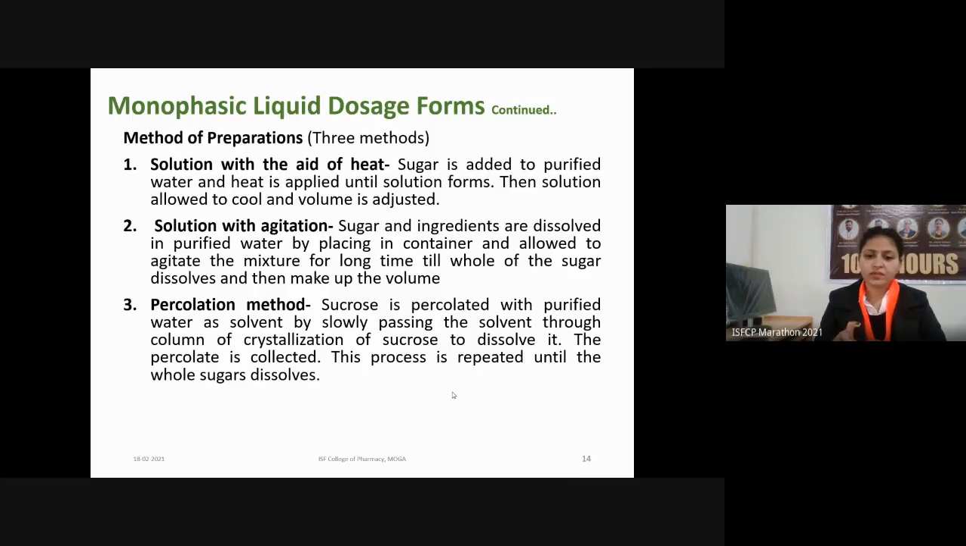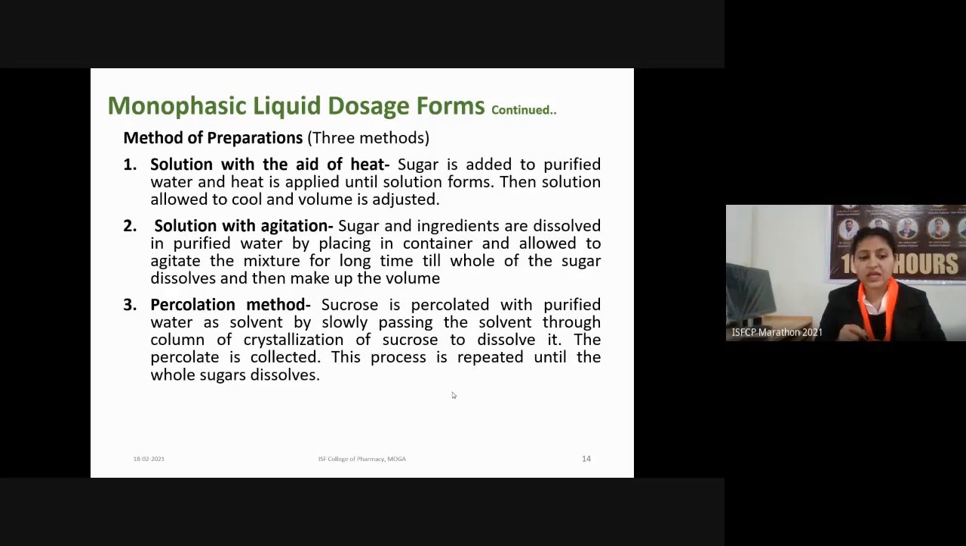It is quite time consuming as compared to the first method. In the first method, because we are applying heat, the rate of dissolution will be faster. But in the second method, we are only agitating the solution. It will take some time for the sugar to completely solubilize in that solution. So it is a quite time consuming process.